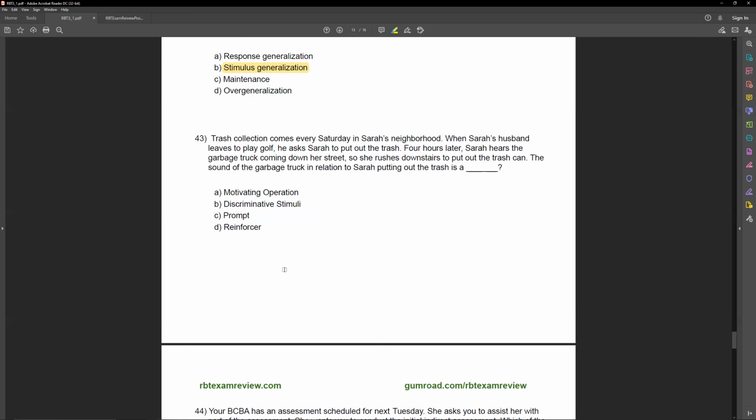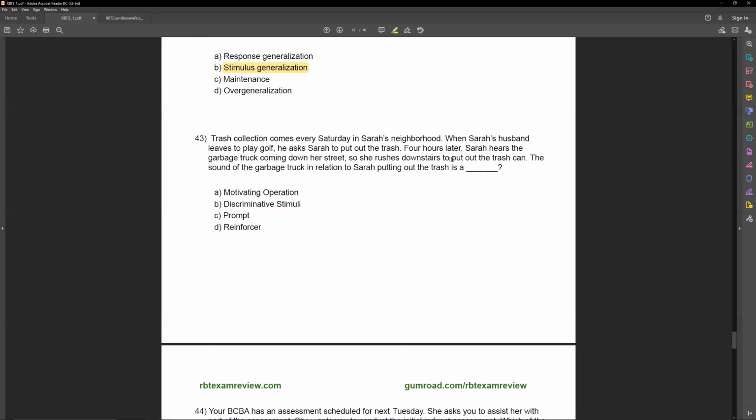Well, it's not a reinforcer, right? Because a reinforcer is a consequence. It's going to come after Sarah putting out the trash, okay? The sound of the garbage truck happened before Sarah putting out the trash, okay? Is it a prompt? Well, it's not a prompt, right? Because a prompt follows the SD, okay? And there's only one SD here, which is Sarah hearing the garbage truck, okay? Remember, the prompt follows the SD, okay? It takes the place of the SD, all right?